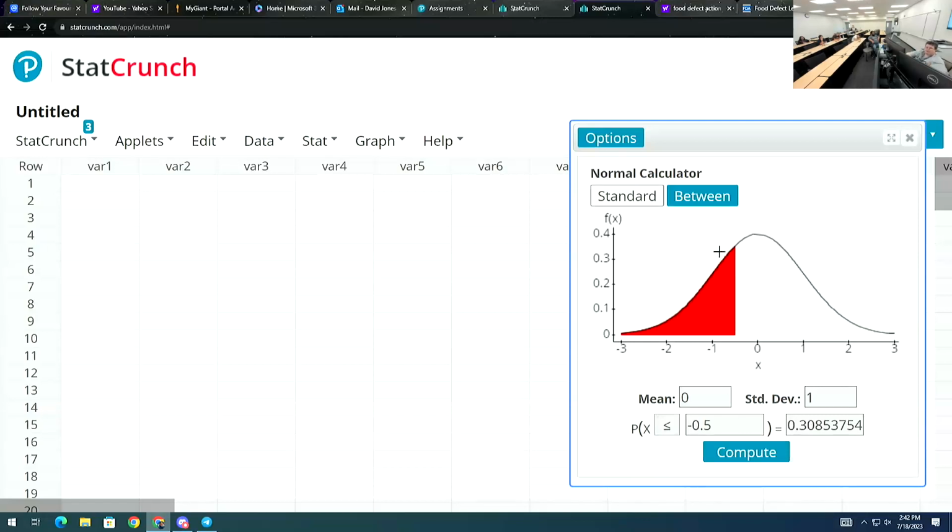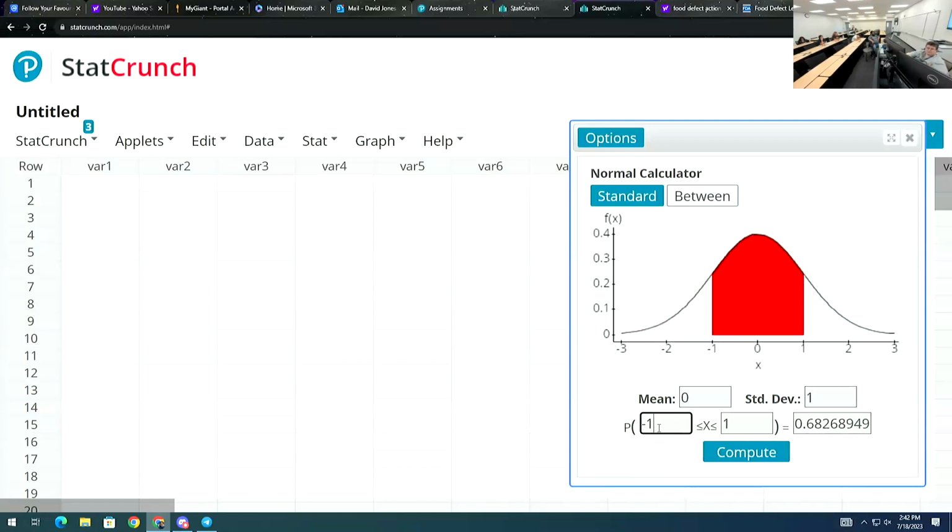Now, if we go to the between, we can do the other ones. It starts with negative 1 to 1. Remember on the little thing I said it's 68, 95, 99.7? That's supposed to represent the area for between 1 deviation, then 2 deviations, then 3 deviations. The area between negative 1 deviation and 1 deviation is really 68.27. That's why they say they round it to 68. The empirical rule uses rounded numbers.